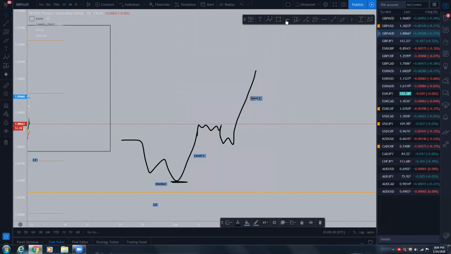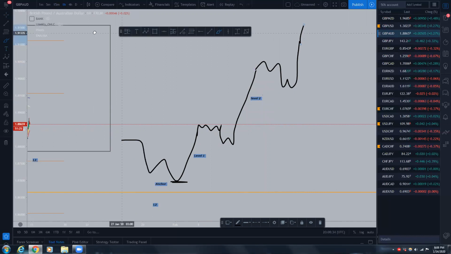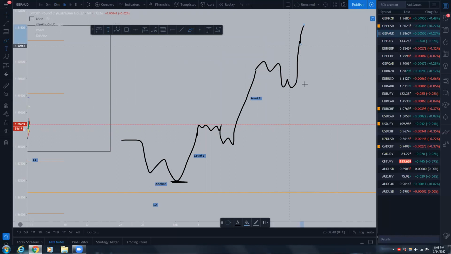Now, once you have your second level, price goes back into a period of consolidation. And then sometimes, but not always, you can get something called a straightaway trade, where price literally moves straight away without any stop hunts or anything like that. Just straight away moves into your third level, and we call this level 3.